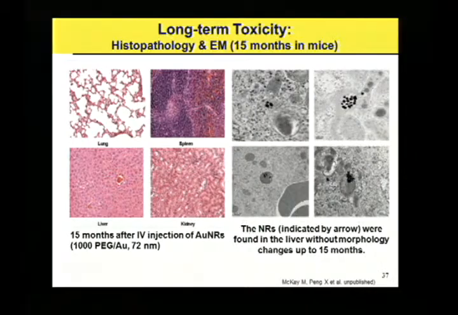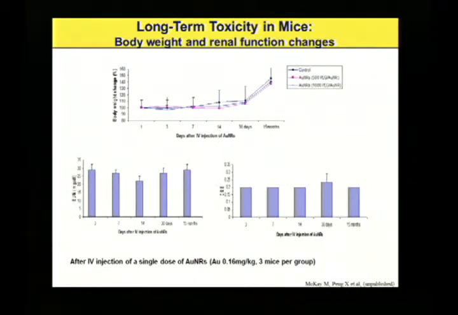Next. We also looked at long-term toxicity. A lot of people are concerned about whether gold nanoparticles are really causing any issues. This is up to 15 months, and for all these organs we don't have any damage there. And the EM study also shows no damage up to 15 months, which translates to a human age of about 60 or 70 years old. Next. This one is toxicity again, none. And kidney, BUN, and creatinine, no toxicity up to 15 months.